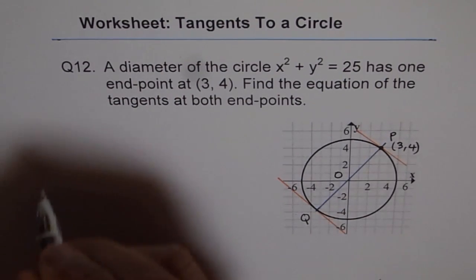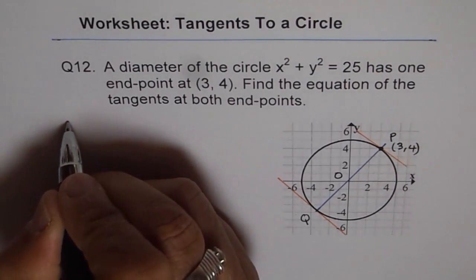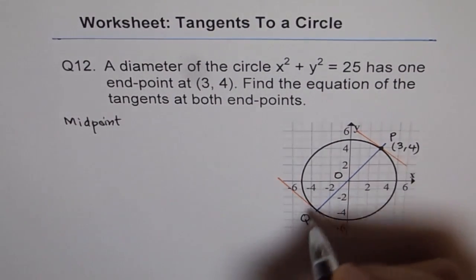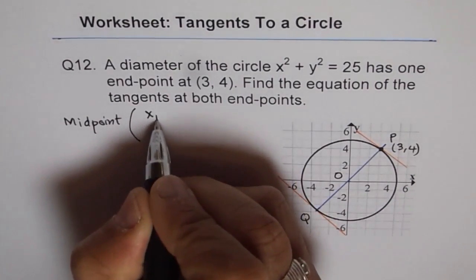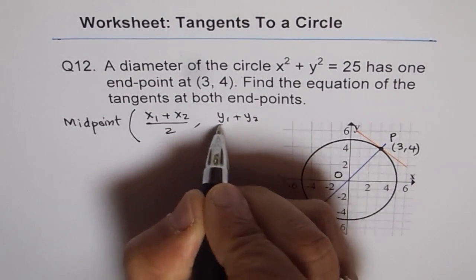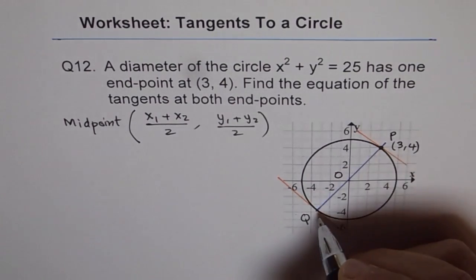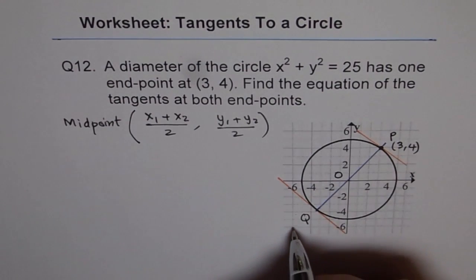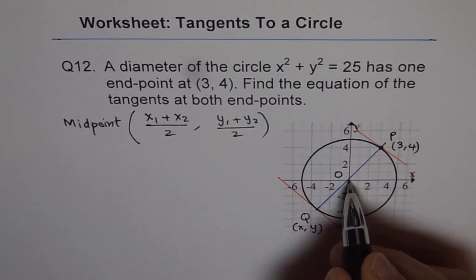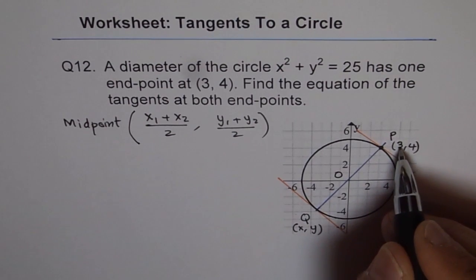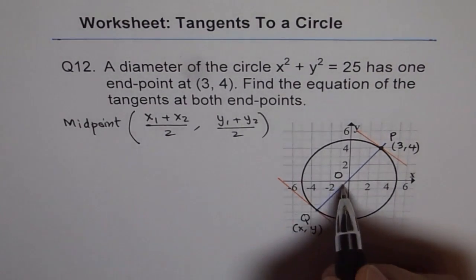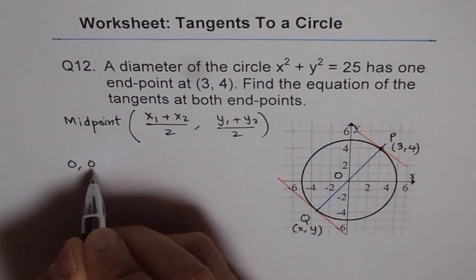The general formula for the midpoint: if we are given the endpoints, then the midpoint is (x1 plus x2) divided by 2 and (y1 plus y2) divided by 2. Kind of an average between the two. You have to add the x values and get it. In this case, we don't know the value of Q, but we know the midpoint. The midpoint is 0. So what will be added to 3 to make it 0? The midpoint is known, that is (0, 0).